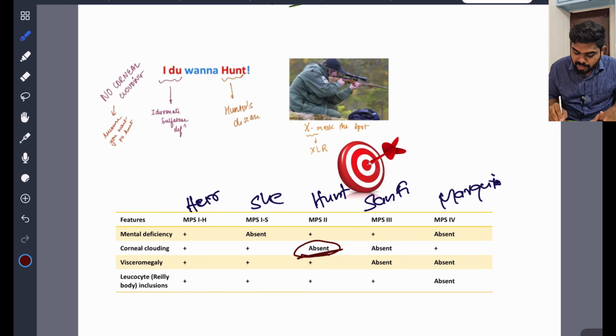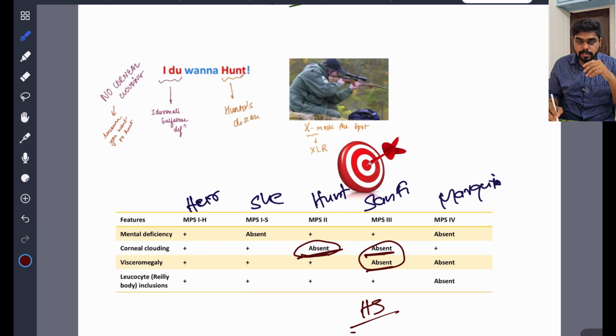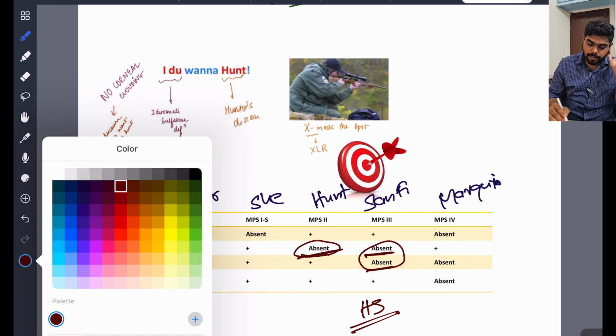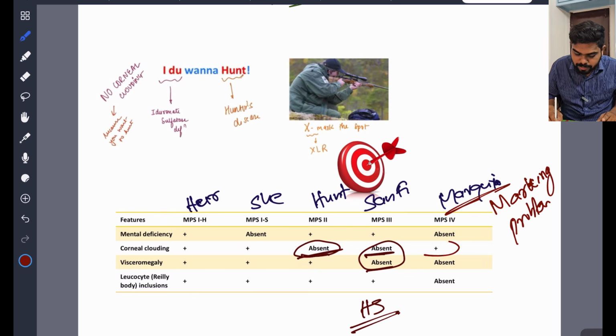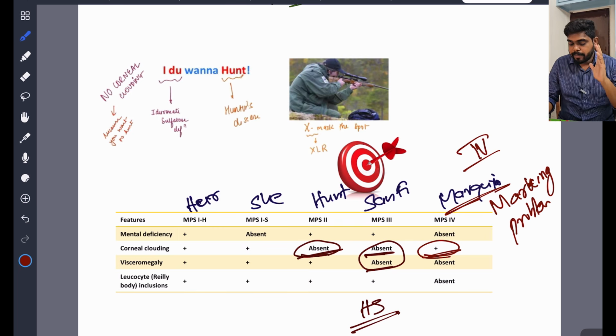Sanfilippo, I told, is healthy, but he has some mental problem. He doesn't have corneal clouding or visceromegaly. This is important. Sanfilippo is a heparan sulfate degradation problem. Clear. And Morquio has only a vision problem, a problem in the eye, so only corneal clouding is present. Rest all are absent. Morquio is MPS 4.